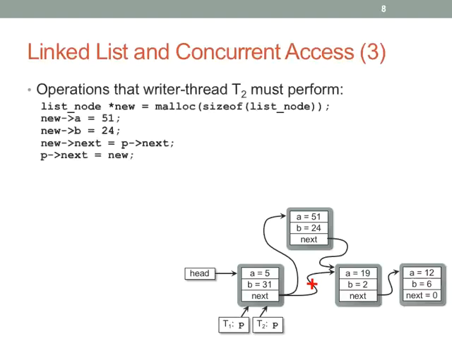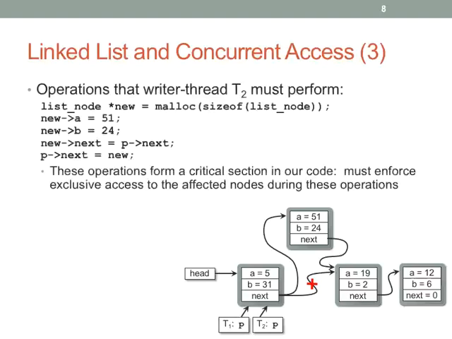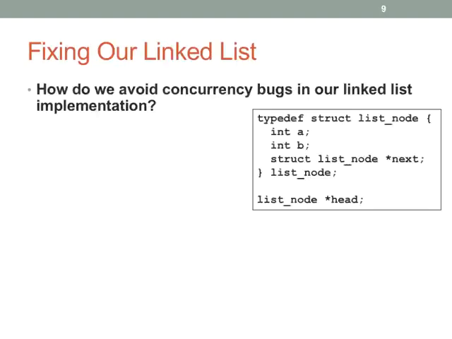Okay, so these are the operations the writer thread performs, and we say they form a critical section because we need to make sure they all happen atomically. And if they're going to happen atomically, then we need to make sure that that thread has exclusive access to, well, probably at least P, the node that's pointed to by P, but we need some way to exclude other threads from looking at this state while we manipulate it. So that's kind of the challenge that we have here.